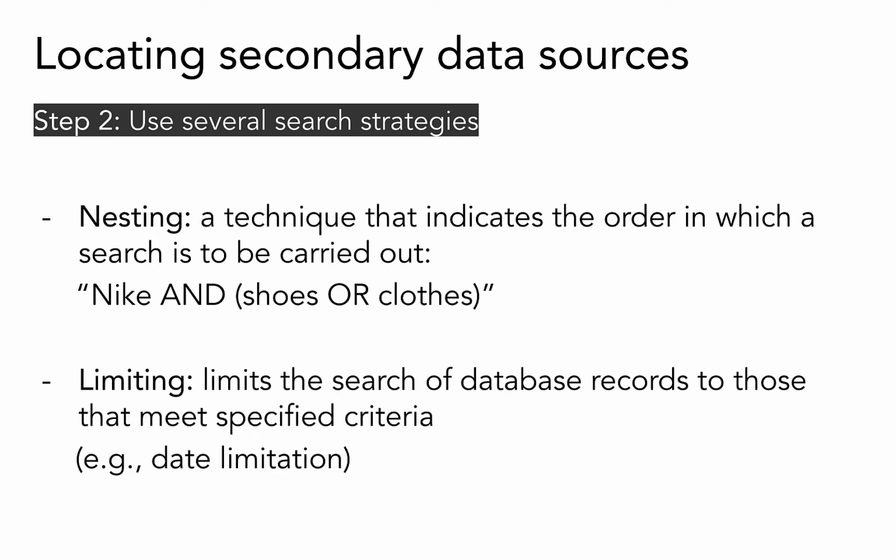Nesting is a technique that you can use to dictate a certain order in which a search has to be carried out. For example, if you're interested in finding information on Nike shoes, but also Nike clothes, you can use nesting as a way to direct your search. Limiting is another technique where you can limit your search to specific criteria, for example, date limitation. And this is especially useful if you only want more recent articles.